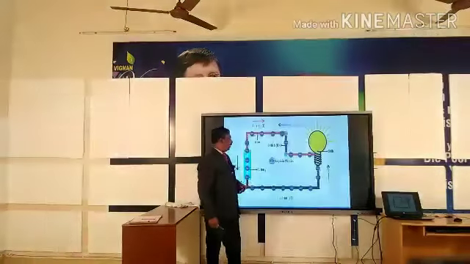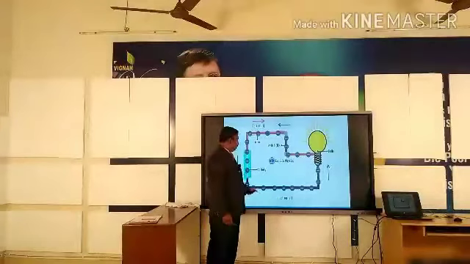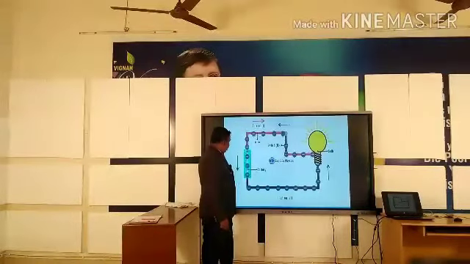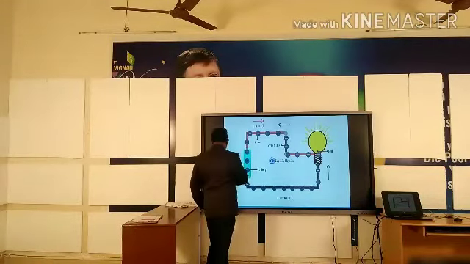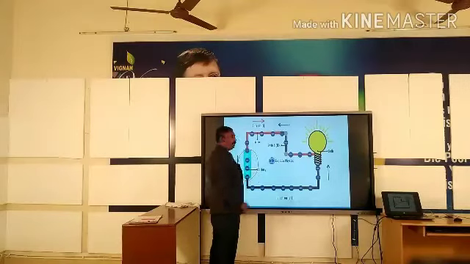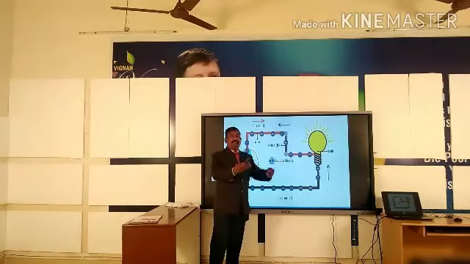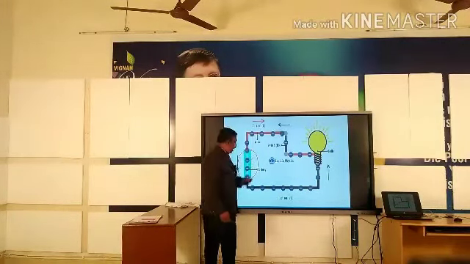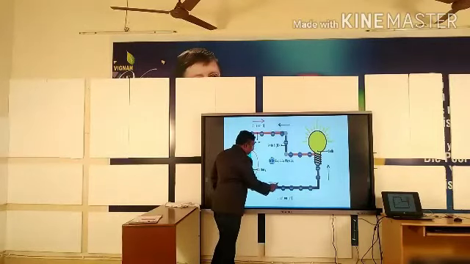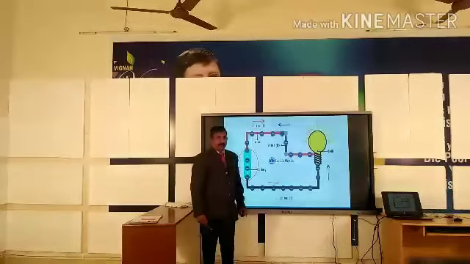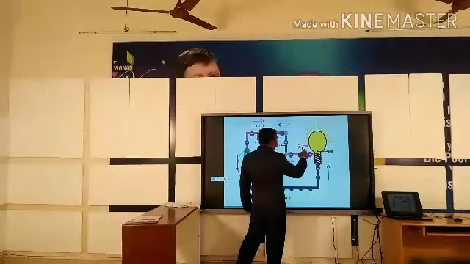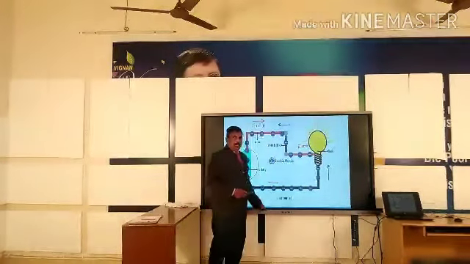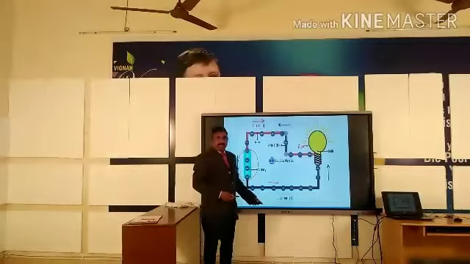Now let us see one thing. You can see the circuit here. You can see the battery here. This battery is supplying the charge carriers, and these charge carriers are moving in the circuit. And you can see the bulb using these charge carriers to do some work. What does the bulb do? The bulb gives us light.